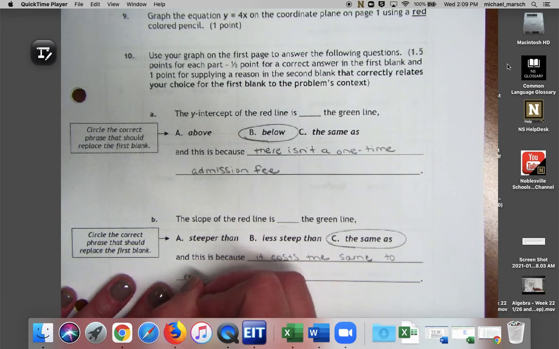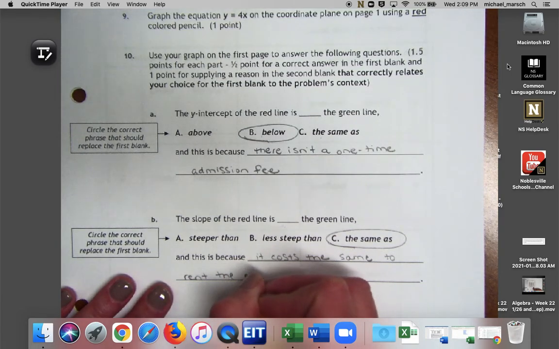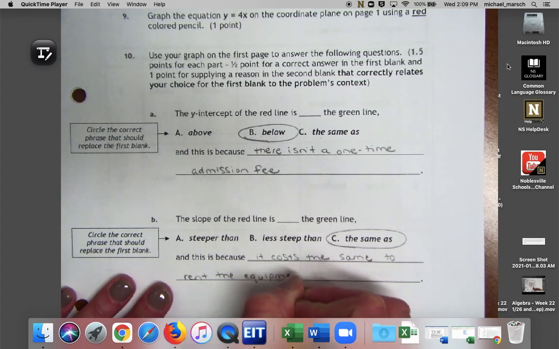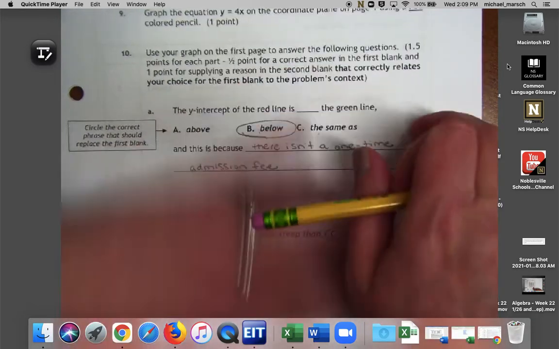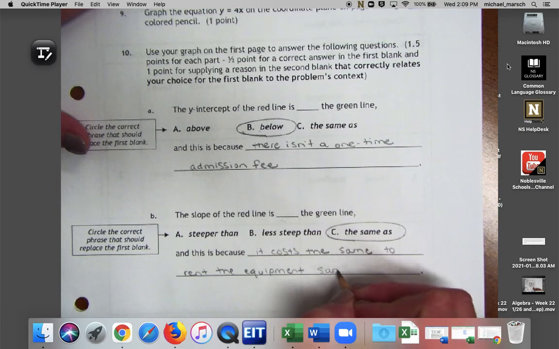to rent the equipment. And we can write same slope. I keep spelling equipment wrong. Come on.